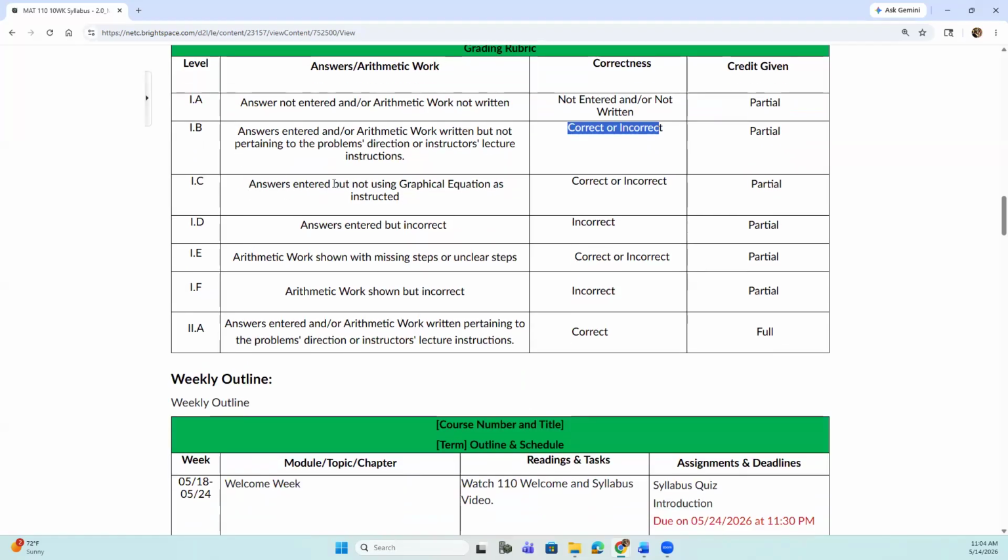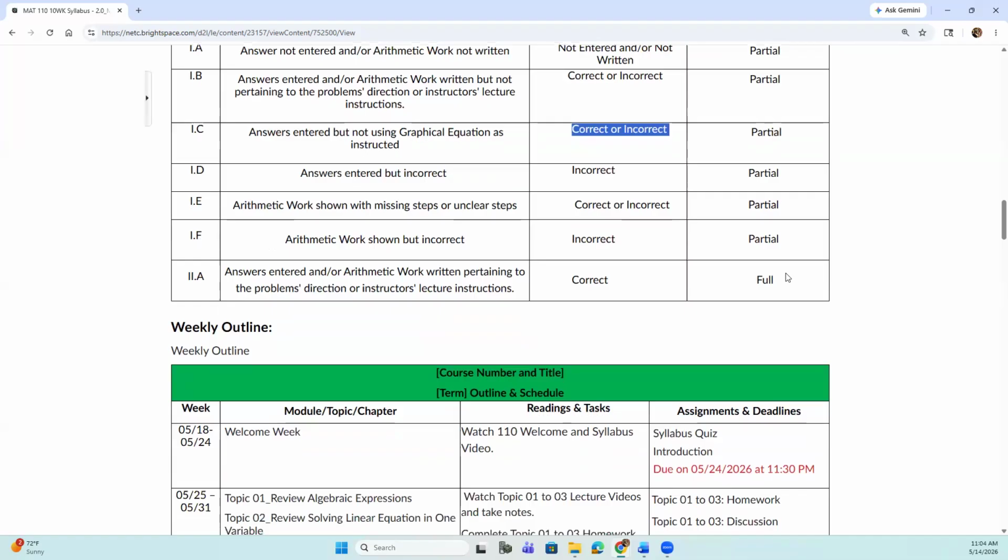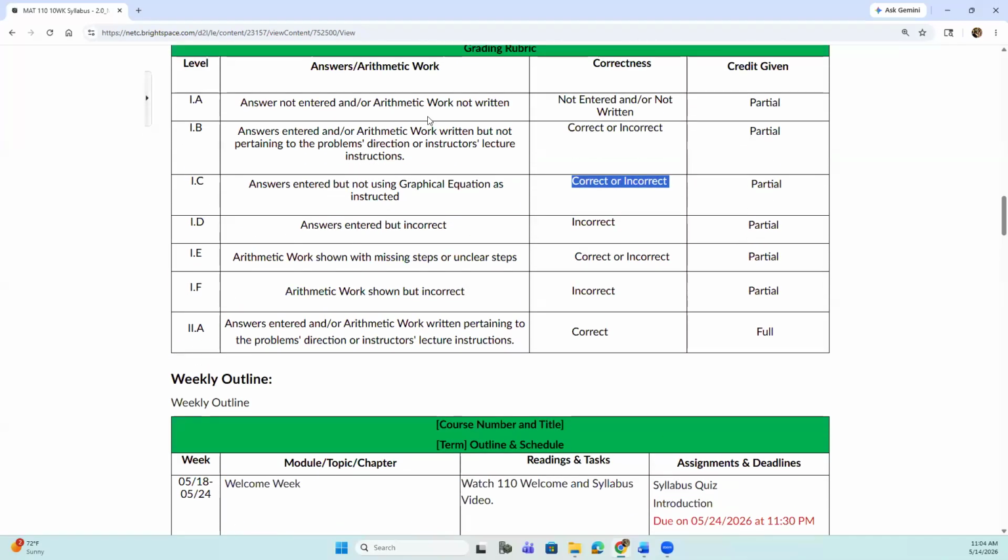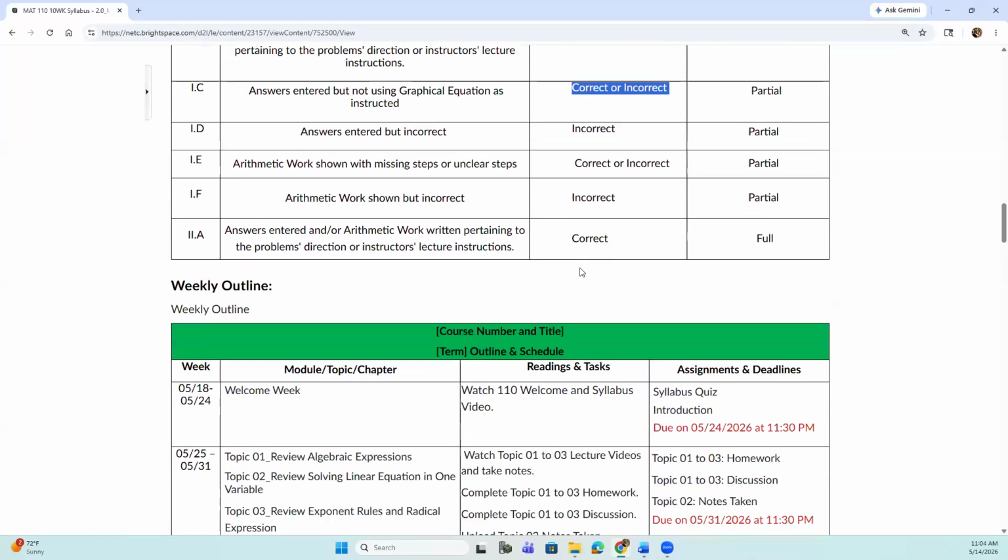Answers entered in the computer portion but not using graphical equation, as instructed. A lot of problems have a statement saying please use graphical equation. So when you see that, please use graphical equation to enter your answers. If you do not use it, it doesn't matter whether your answer is correct or incorrect, you automatically receive a partial. Okay. So in a minute, when I go over the syllabus quiz, I will show you how to use graphical equation.